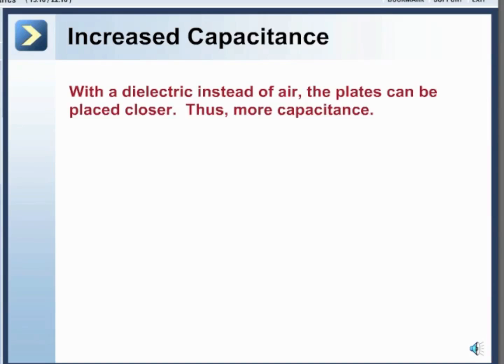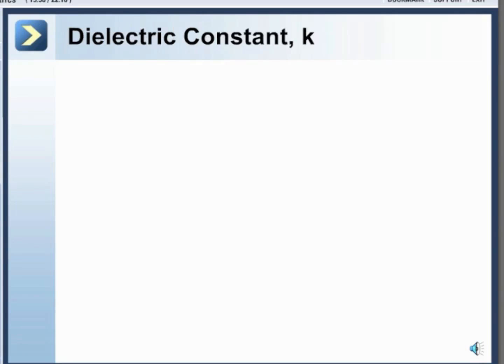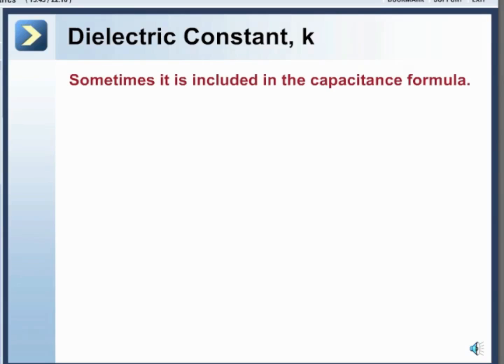Now, with a dielectric instead of air between the plates of a capacitor, the plates can be placed closer together, thus more capacitance. Because of the presence of the dielectric, capacitance is increased. It's increased by a dielectric constant K, which describes the factor of additional capacitance. Now, this dielectric constant is sometimes called the relative permittivity, but dielectric constant is the term that we're going to prefer. So now let's talk about the dielectric constant K.